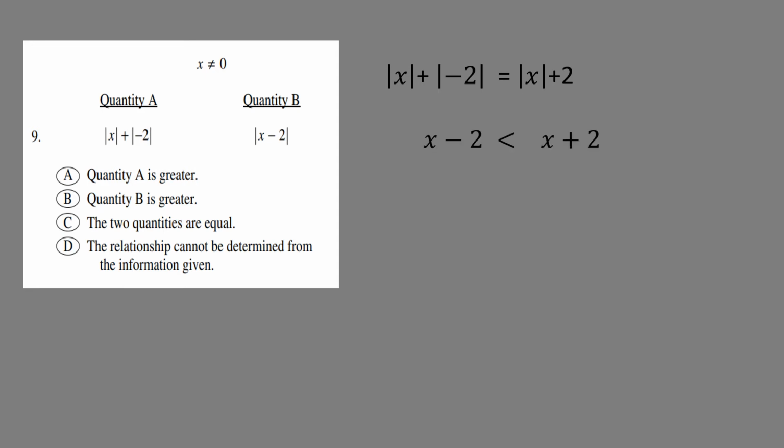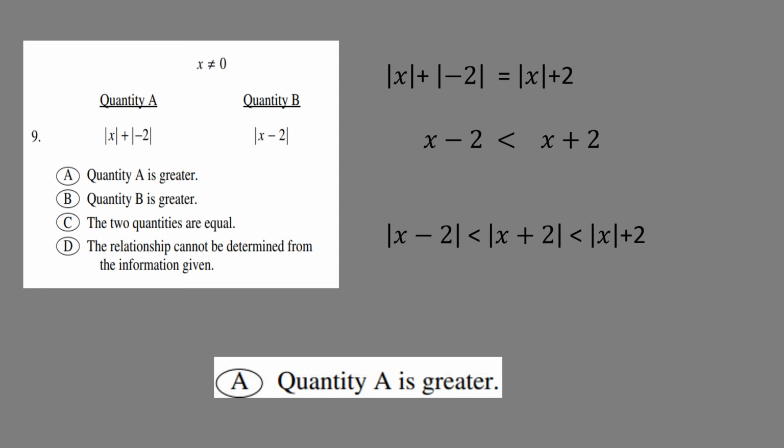And the second one, since I know that x minus 2 is less than x plus 2, the absolute value will still be less than x plus 2. So we know that the quantity A is greater than B.